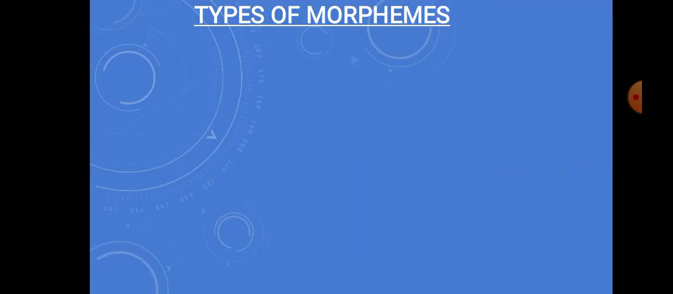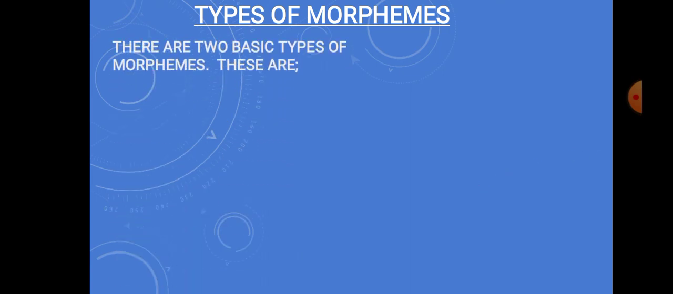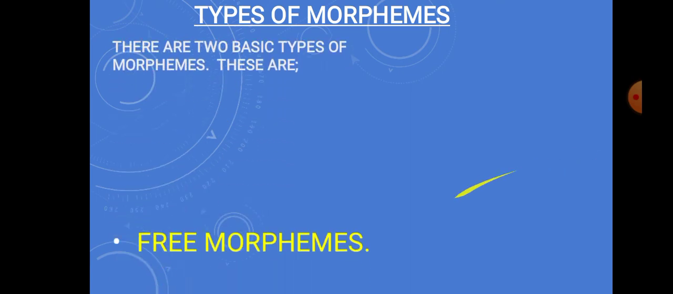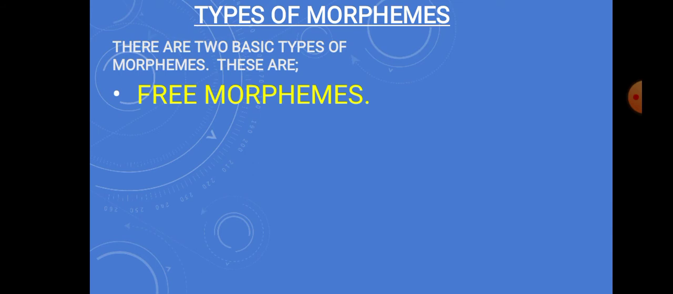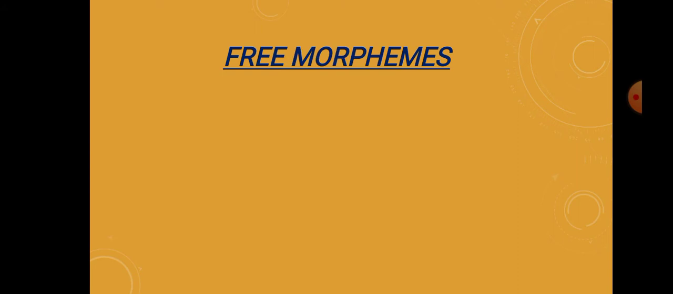Now, let's look at the types of morphemes. There are two basic types of morphemes. These are 1. Free morphemes and 2. Bound morphemes. Now, class, let's look at what free morphemes are.